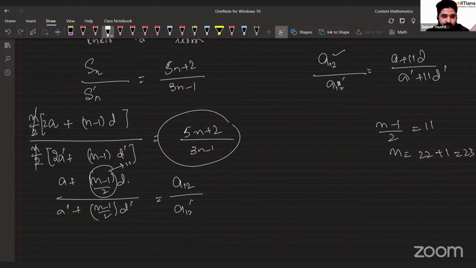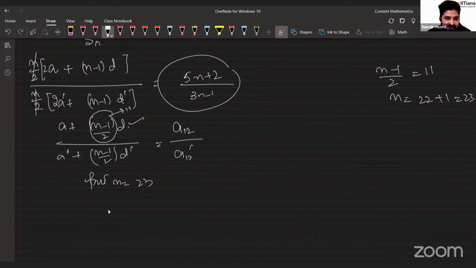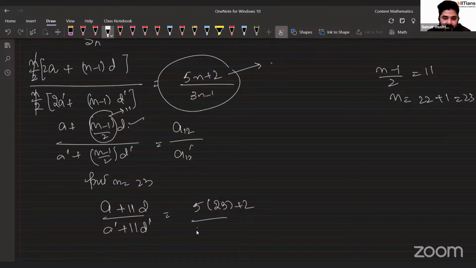So I will put n equal to 23. When I put n equal to 23, this becomes 23 minus 1, that is 22, divided by 2, that is a plus 11d divided by a dash plus 11d dash. And on the right side, putting n as 23, this is 5 times 23 plus 2 and 3 times 23 minus 1. Getting me or not? Guys, are you getting me? So, okay.